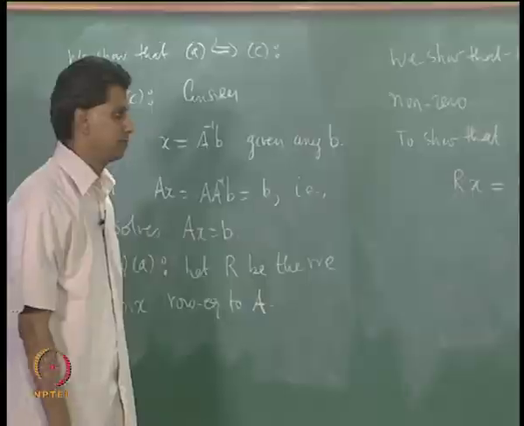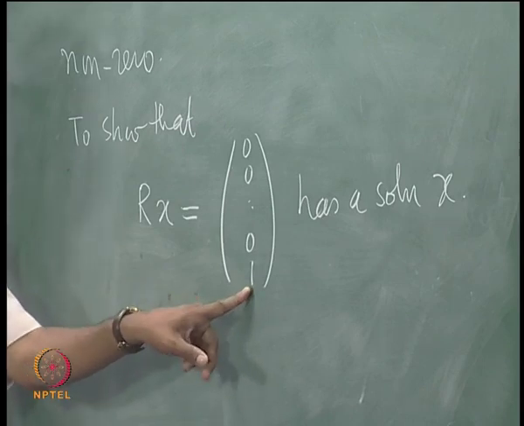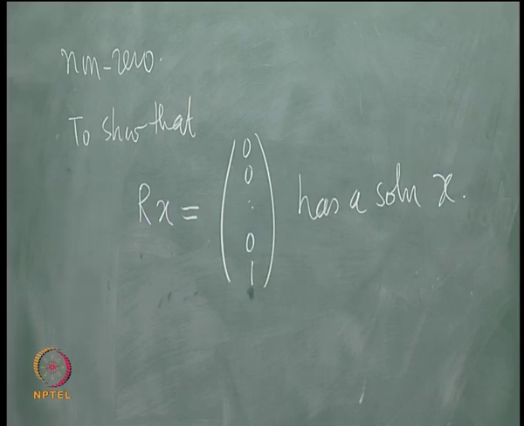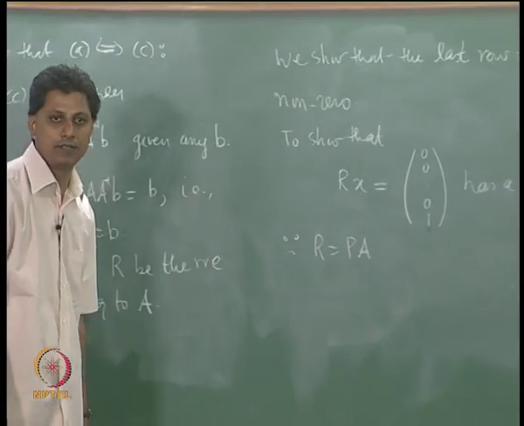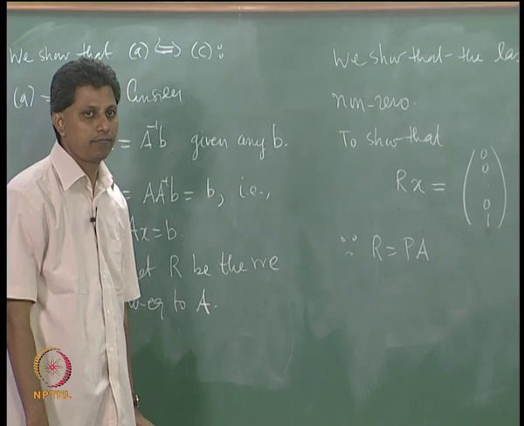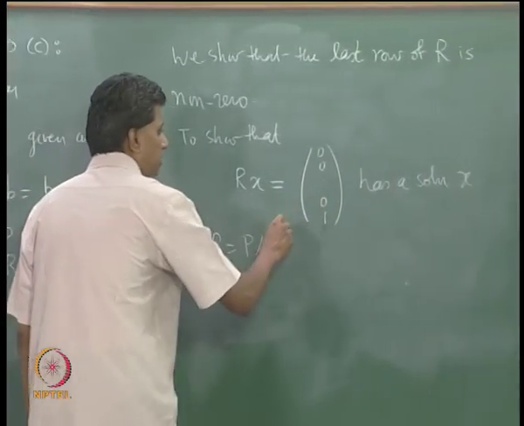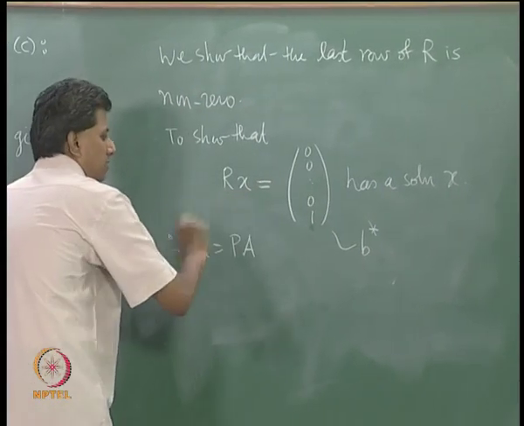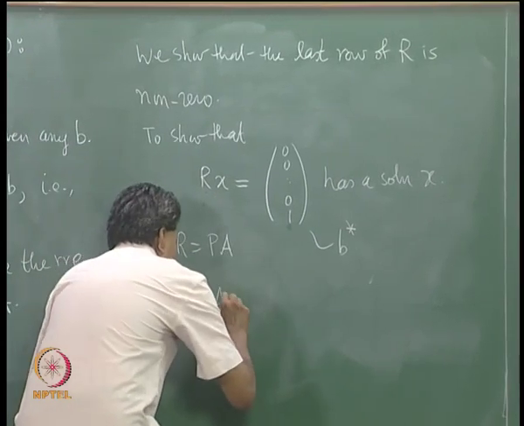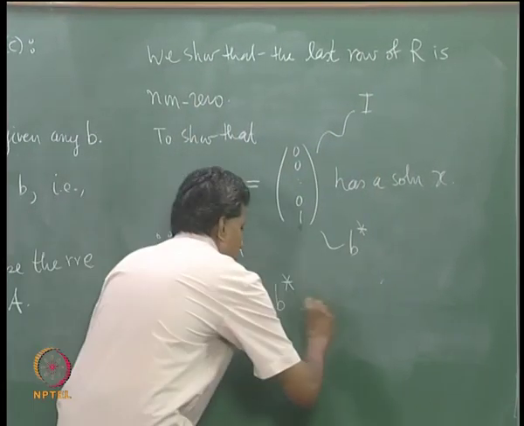So this is what we will show. I suppose this is clear. I have taken this specific entry to be 1. This could actually be any non-zero entry. But R is the row reduced echelon form of A, so R is PA, where P is a product of elementary matrices. If B is row equivalent to A, then B is P times A, where P is a product of elementary matrices. So what happens to this system? Let us call this B prime. I will call this B star. I am rewriting this system. Rx equal to B star is PAx equal to B star. Let me call this system 1.